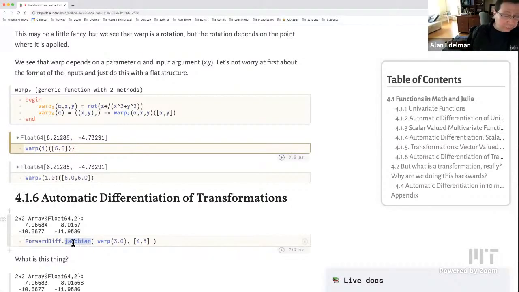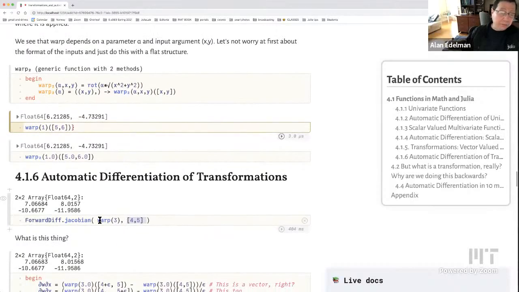But here, let's take the warp of 3. So the warp has a parameter. So let's take warp of 3, and let's find its derivative at 4, 5. Now remember, warp takes a 2-vector in and takes a 2-vector out. Don't forget that. So warp takes a 2-vector in and a 2-vector out, and before you know it, the derivative of warp at this point is a 2-by-2 matrix. It's got 4 numbers, okay?